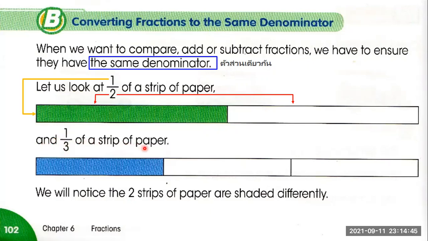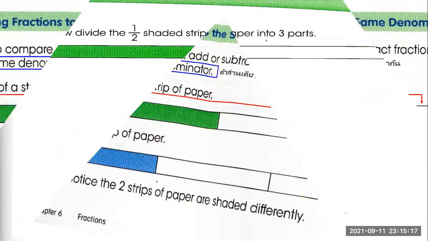And 1/3 of a strip of paper. So we have 2 illustrations over here. We have here 1 strip and it is divided by 3. So we have the blue part and 2 parts of it are white. We will notice 2 strips of paper are shaded differently. As you can see, they are not the same in division. We have 2 parts here, and we have 3 parts.